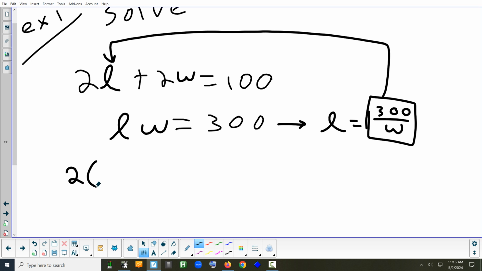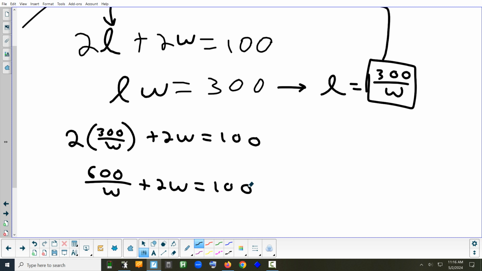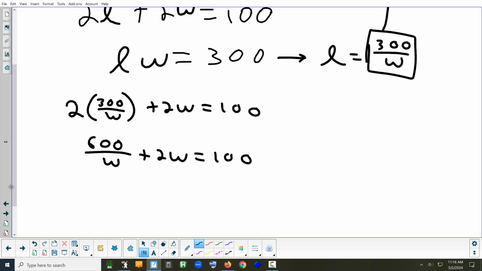So you're going to have 2, and then L is 300 over W, plus 2W equals 100. What's 300 over W times 2? 600 over W plus 2W equals 100. All right, so now we have just a W. After you do your substitution, there should only be one different letter in the equation. You may see that letter more than once, but it should be the same letter.